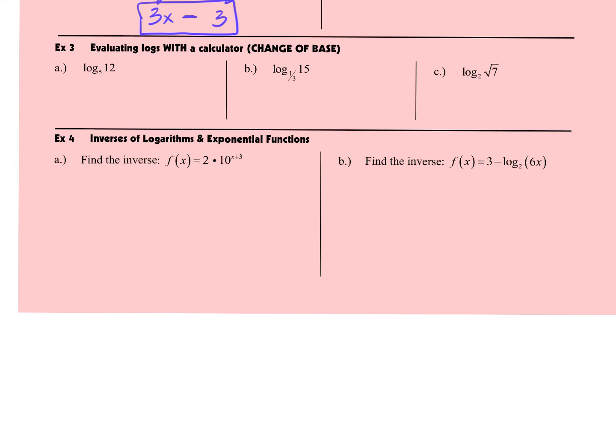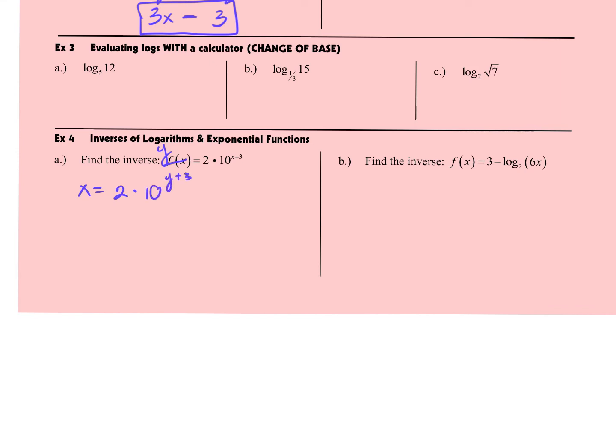We'll see how we can rewrite these in their inverse form. Just like we would normally do with an inverse, we're first going to remind ourselves that this is the same as a y, and we'll switch our x's and y's. So I'm going to first say x equals 2 times 10 to the y plus 3.